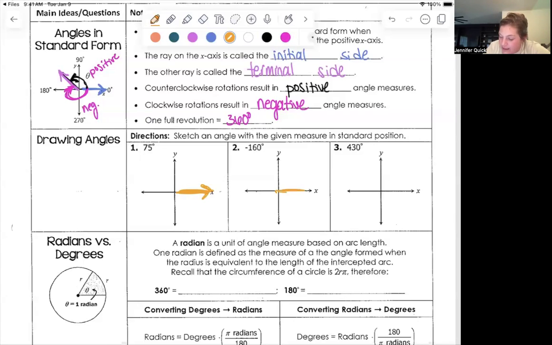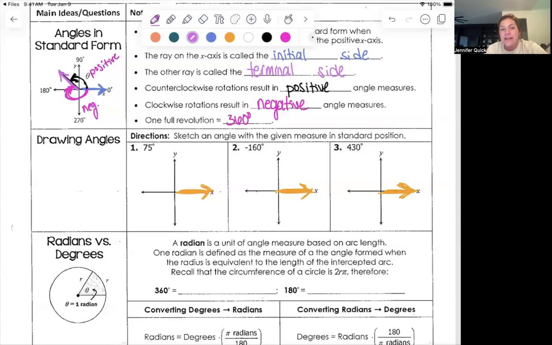That one's always going to be there. So you honestly could go in and sketch your initial side. You're always going to have a side that starts at the x-axis, the initial side. And then the one that's going to move starts from the x-axis and moves either in the clockwise or the counterclockwise direction, based off whether it's positive or negative.